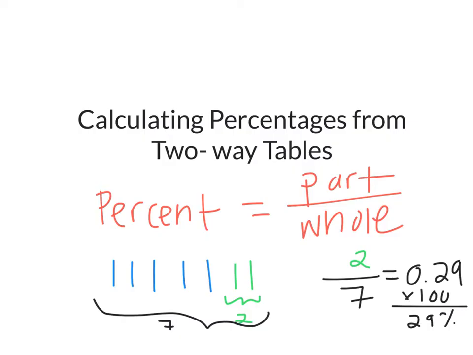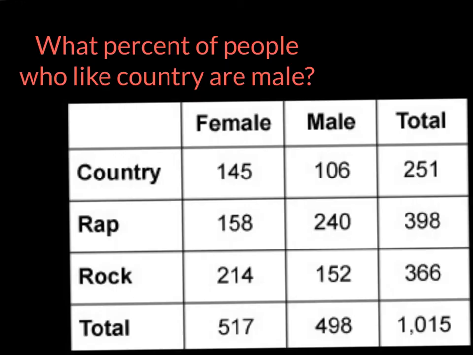So let's go ahead and practice some of these with the two-way tables. When we get these questions, they're going to be phrased in this way. What percent of blank like blank? And so the first part, what percent of people who like country music? That's our whole. So the first part of it tells us what our whole group is.